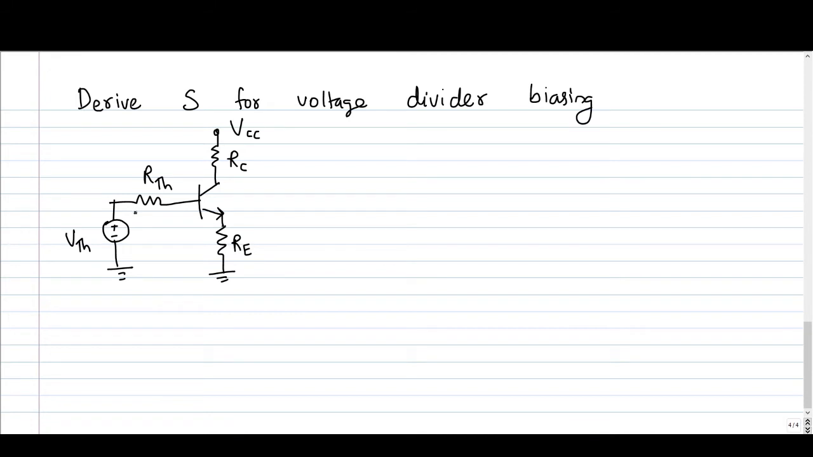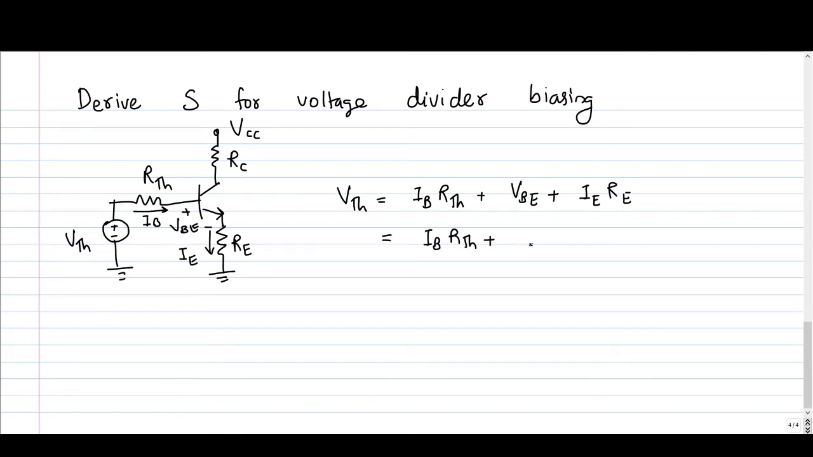If you apply KVL on this loop, this current is IB and this is IE, and this potential drop is VBE. So if you apply KVL, you will get VTH is equal to IB into RTH plus VBE plus IE into RE. I am not repeating this; I have discussed it in the previous video. Now you can write IE as IC plus IB.